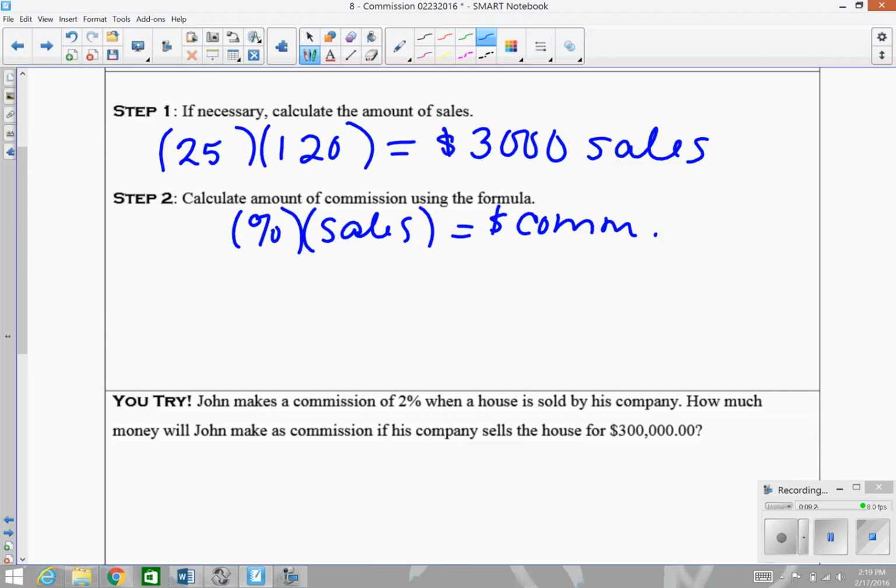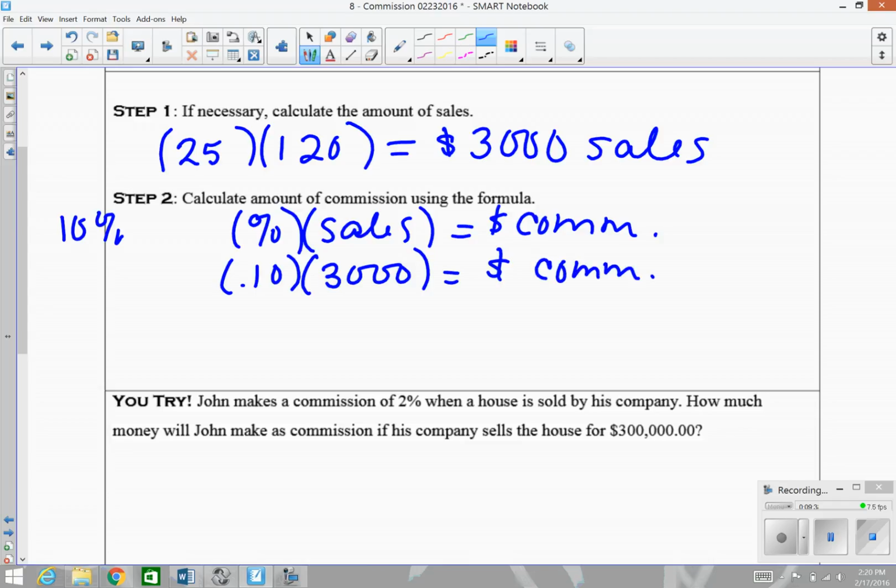And we'll substitute what we have. 10% written as a decimal is 0.10 times the $3,000 sales will give us the amount of commission that Mike is making. If you go ahead and multiply, you should be getting $300 commission. So it's almost like a bonus, like you earn this extra money by doing a good job. He sold a lot of TVs and he gets to take home $300.